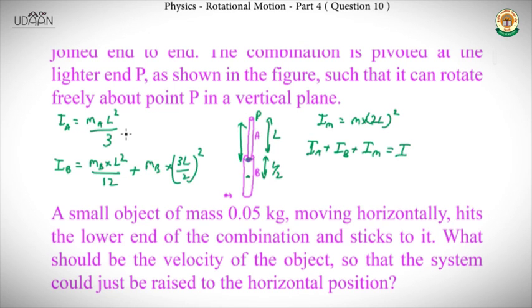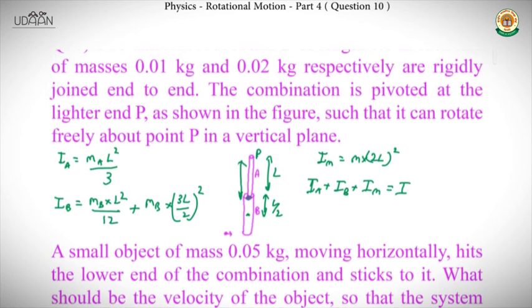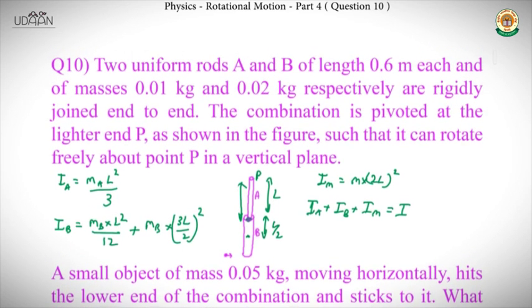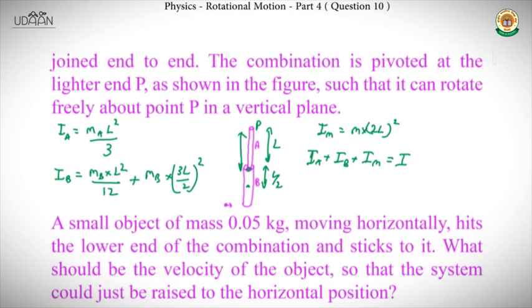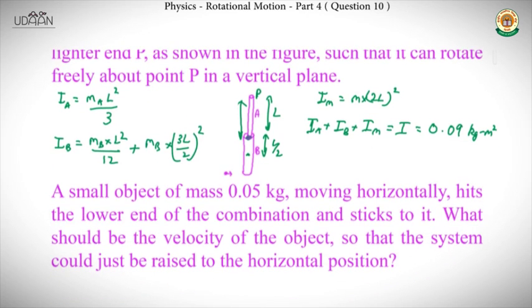Now putting in all these values, the lengths and masses given to us, we know the lengths are 0.6 meter each. We know the masses are 0.01 kg, 0.02 kg. We know all the values, so we plug them in, and we find that I comes out to be 0.09 kg meter square. So now we know the moment of inertia of this body about point P.